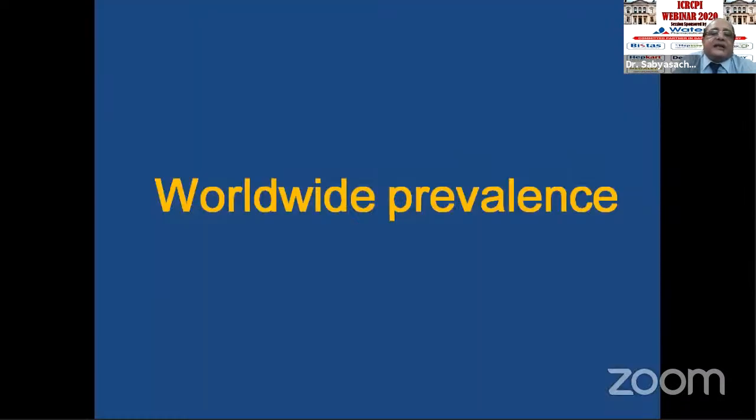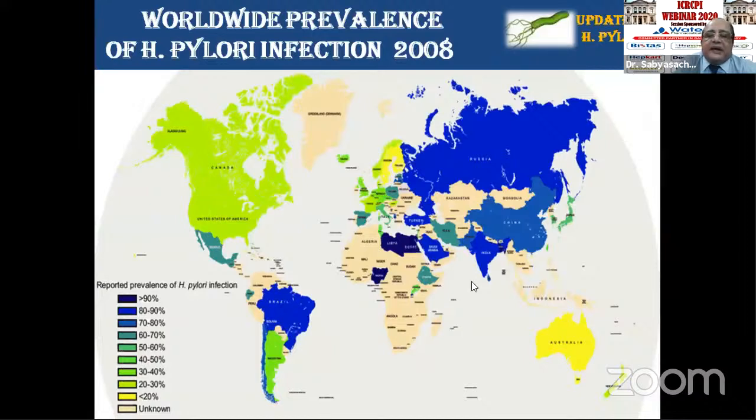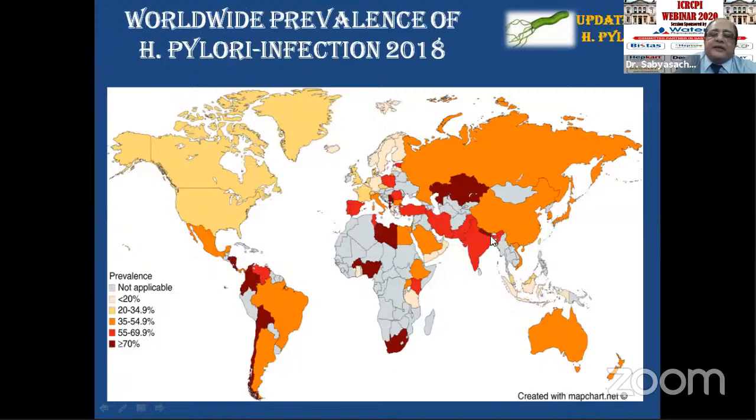Now, next is the prevalence. How prevalent is the disease in this world? If you look at this map, you'll find India in blue, which means around 80 to 90% in 2008. The USA is about 20 to 30%. Now, 10 years later, this changed a little bit. India is below 70% and the United States has further changed. So due to diagnosis, treatment, and of course preventive aspects, there has been change for the better. But we still have a long way to go.